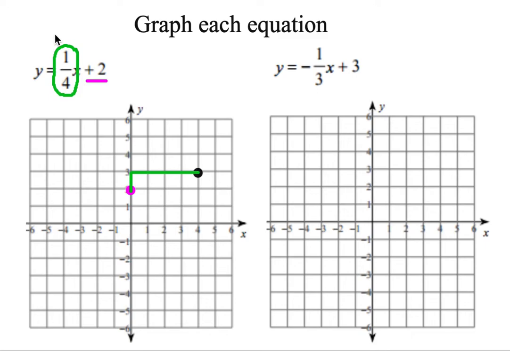You only need to create 2 points. One of them you're given, that's the y-intercept. And the next point you have to find with the slope. So it's like a little scavenger hunt. Where's the buried treasure? And then we draw a line through those, and that's it.